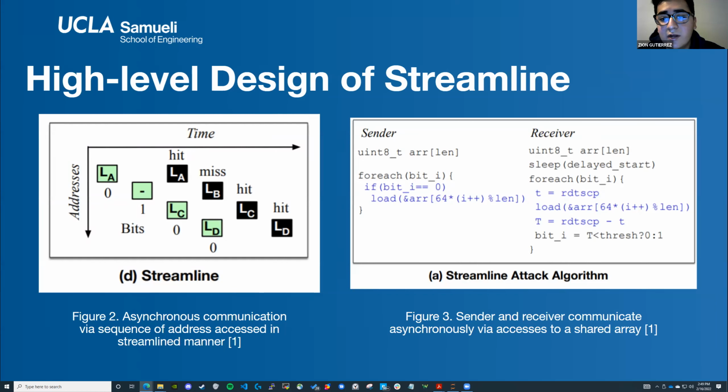The encoding is similar to prior works, wherein the sender accesses an address to transmit bit 0 and does not access it to transmit bit 1, allowing the receiver to infer 0 or 1 based on whether it observes an LLC hit or an LLC miss, respectively.